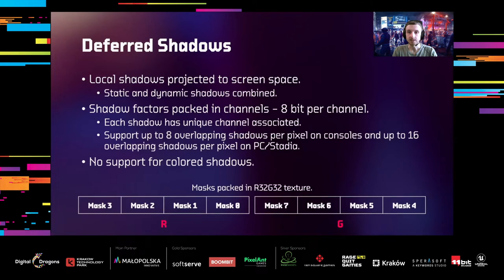For local lights, we use a somewhat fat local shadows buffer, which is an R32G32 texture, to store up to 8 overlapping shadow masks. Although on some platforms, we use an even bigger buffer to store up to 16 overlapping shadows. The shadow mask packing approach is rather simple, and you can see it at the very bottom of the slide here.